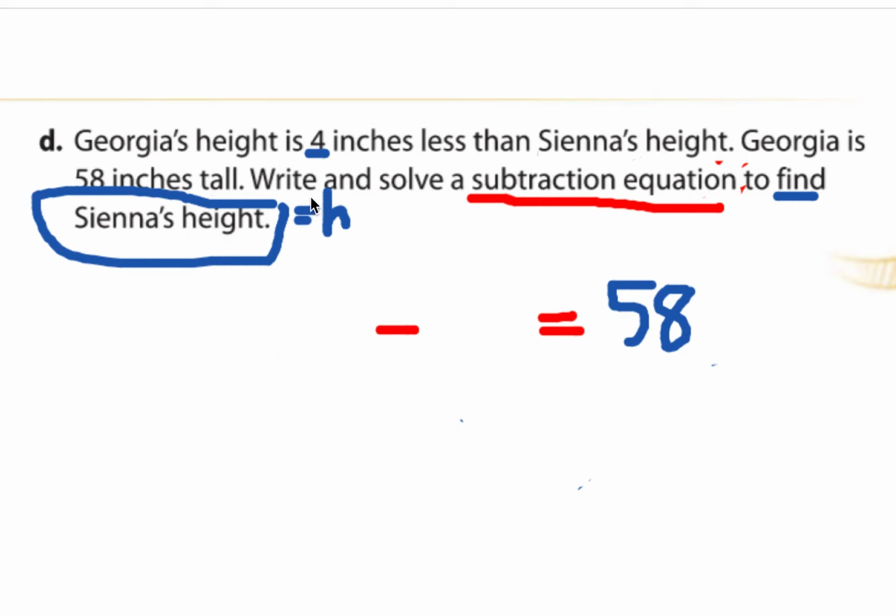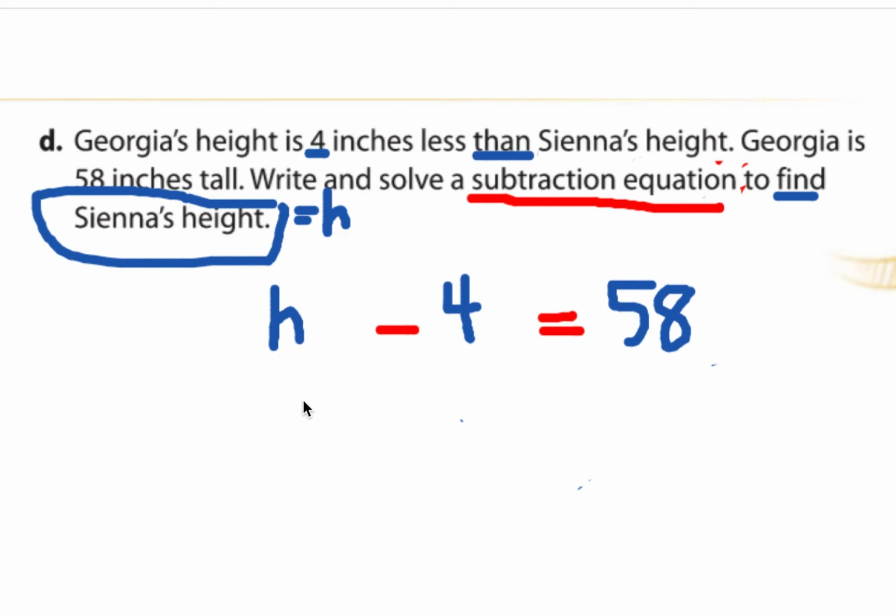Now remember in the last lesson, we talked about the word less than or more than. If you have the word than, the unknown, the variable always goes in the front because that is what you're taking away from. From Sienna's height, you're taking 4 inches. So H for Sienna's height goes in the front. And I'm going to subtract away the 4. Sorry, getting way ahead of myself here.